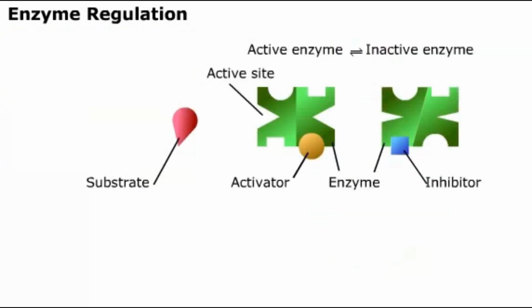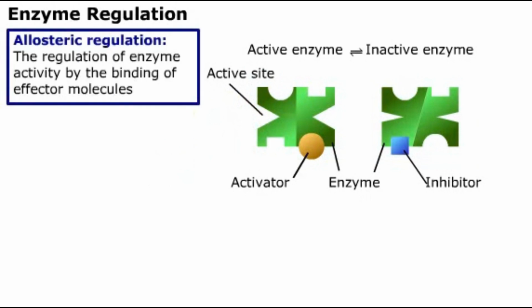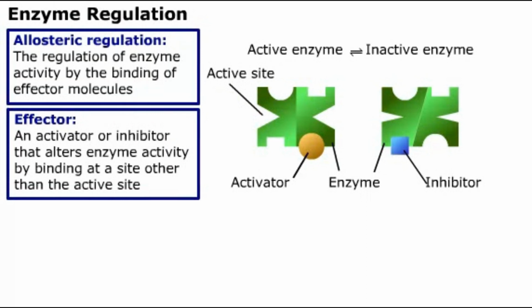Let's look at a dimeric enzyme that has 2 forms, an active form and an inactive form. When an inhibitor binds, the inactive form is favored. When an activator binds, the active form is more likely. Many metabolic pathways are regulated in this way. This is called allosteric regulation. These molecules, called effectors, bind at a site other than the active site.